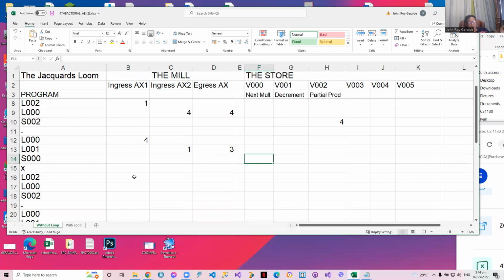The egress axis will be transferred to 0. What will happen to this? This will become as ano? Yung 3, sir. Do you follow? Kasi matransfer nga yung egress axis sa 0.